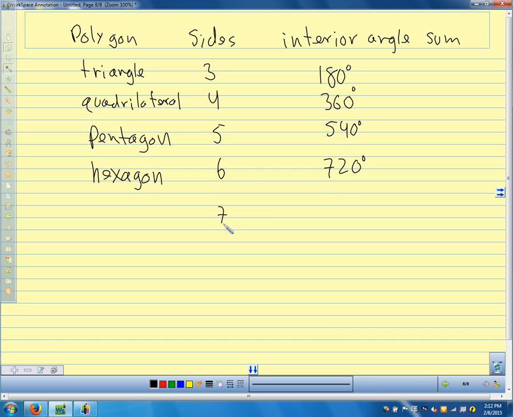7 sides. What's that one called? Septagon is acceptable. The pentagon, hexagon, they actually come from the Greek, and sept is Latin. So we call it a heptagon.